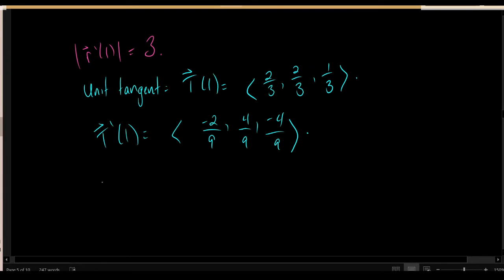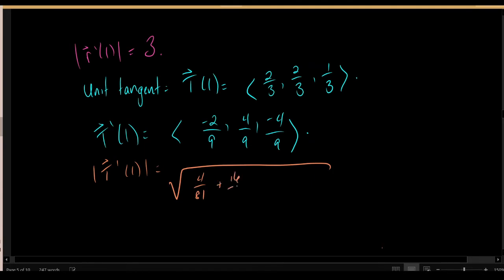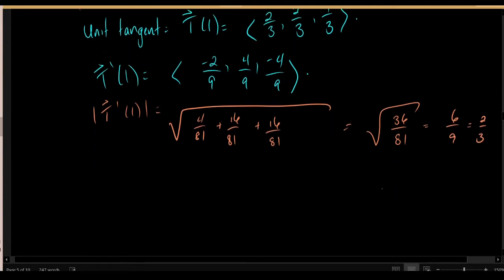Now let's get the length of this guy, which is equal to the square root of the first component squared, 4 over 81, then 16 over 81, then another 16 over 81. So these numerators combine to 36 over 81, and that's equal to 6 over 9, or 2/3. So if I go through and divide each one of these components by the length of T prime, I'll get the unit normal vector.